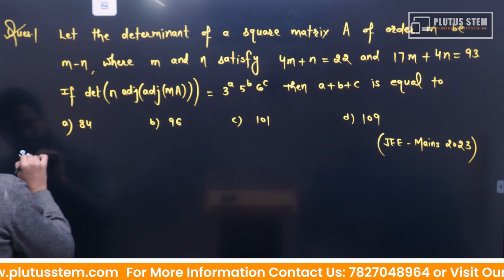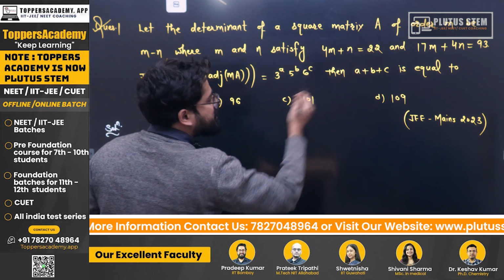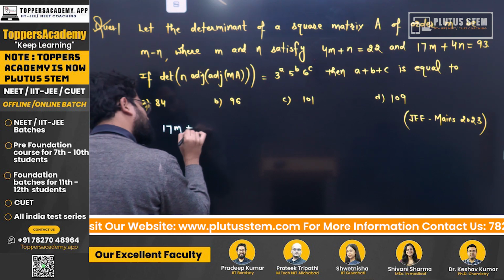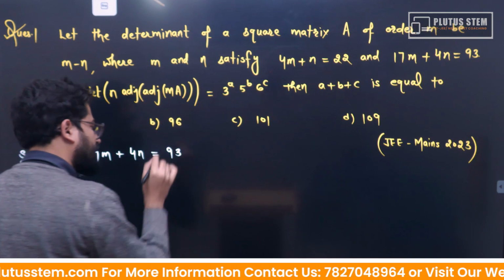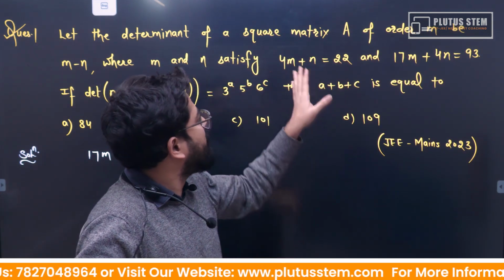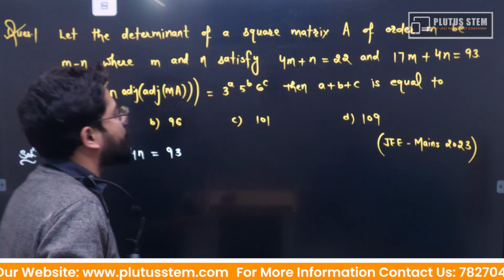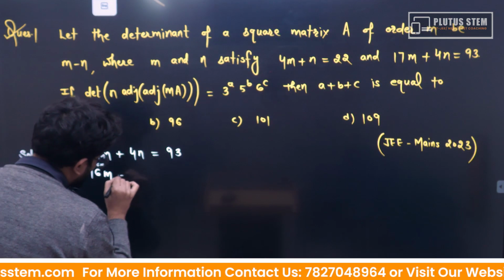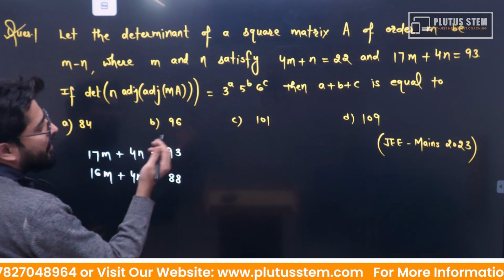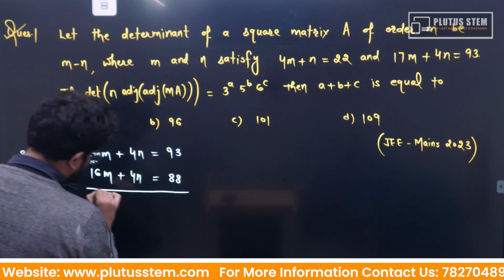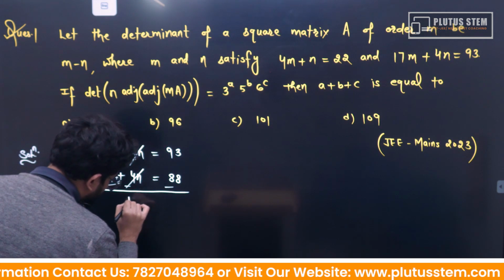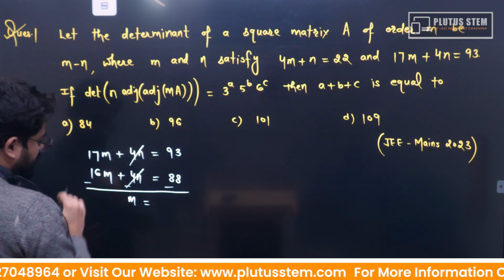So the first equation is 17m plus 4n is equal to 93. Now let's use the elimination method. I want to eliminate n, so just multiply the second equation with 4. That gives 16m plus 4n is equal to 22 into 4, that is 88. Just subtract it; the n terms cancel. That is 17 minus 16 times m, so m is equal to 17 minus 16, which is 1.